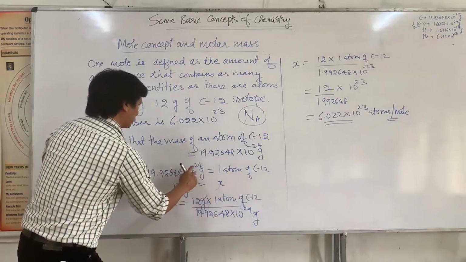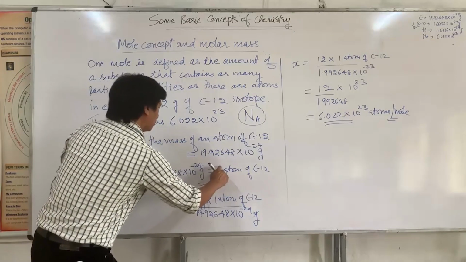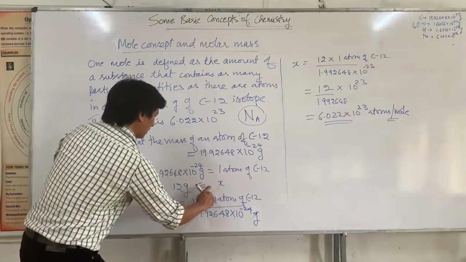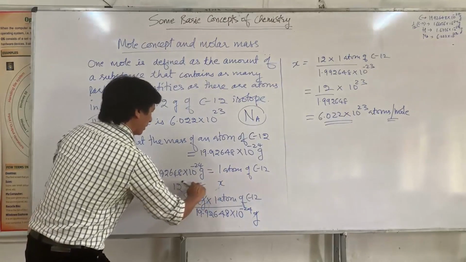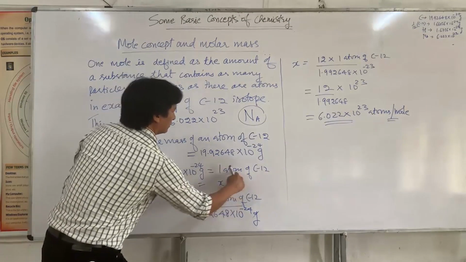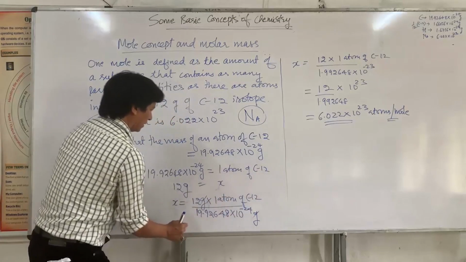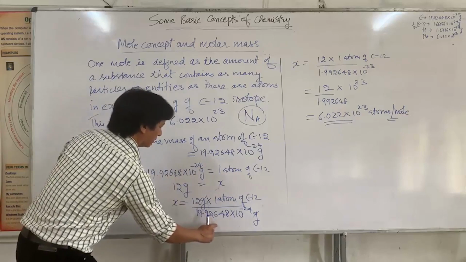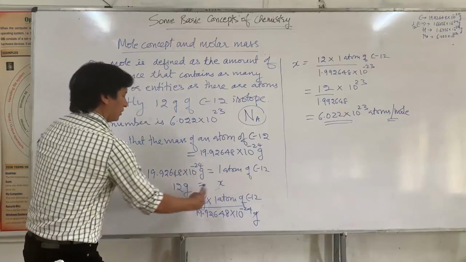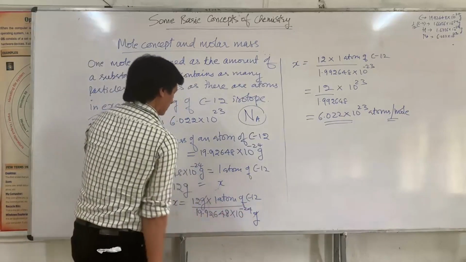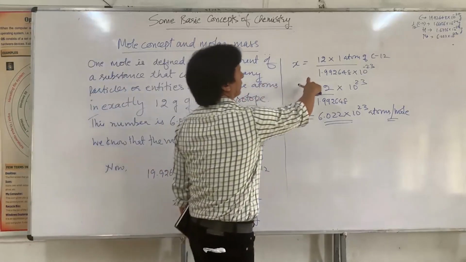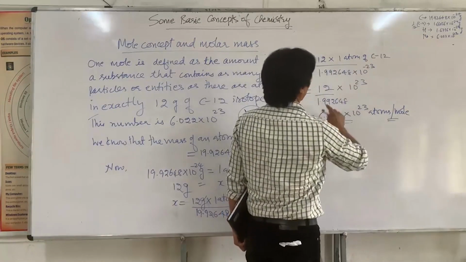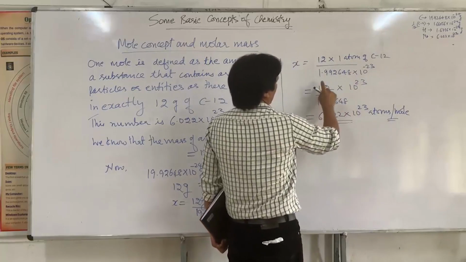Since it is a direct proportion relationship, you just cross multiply this way. I write x here, multiply these 12 grams by 1 atom of carbon-12. And then this number here will come down in the denominator. Now when you simplify this whole thing, gram and gram get cancelled, and you have 12 into 1 atom of carbon-12 divided by this number.